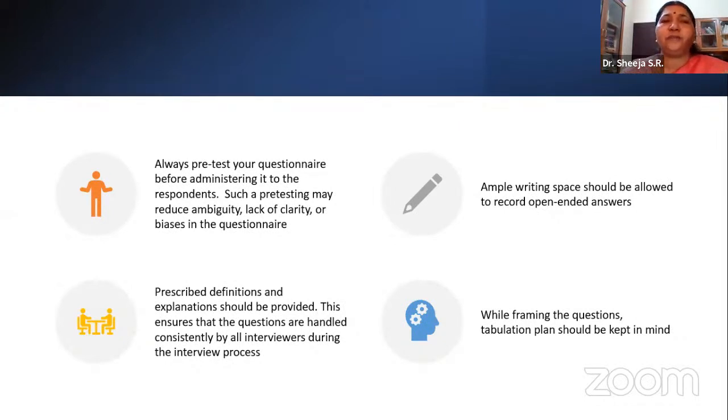And when you type the questionnaire, you have to provide ample writing space in the case of open-ended questions. In certain situations, prescribed definitions or explanations should be provided. This is done to ensure that questions are handled consistently by all interviewers and all respondents at the time of the interview process. And while framing the questions, the tabulation plan should be kept in mind. We will examine tabular presentation of data in the next portion.